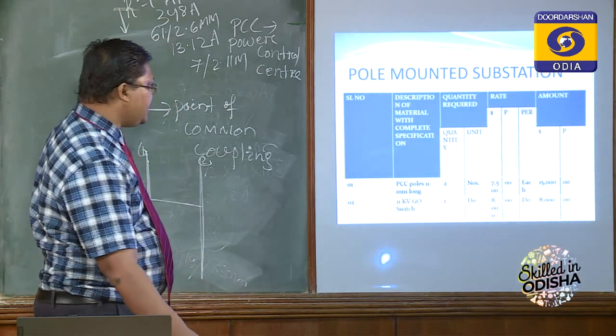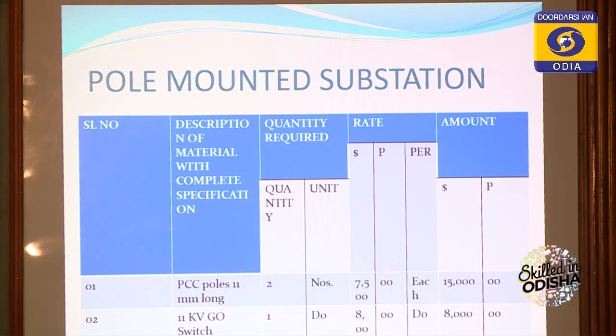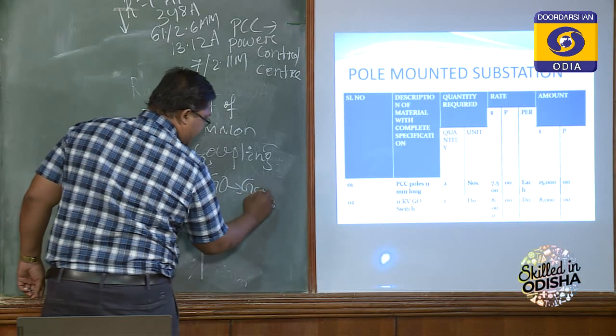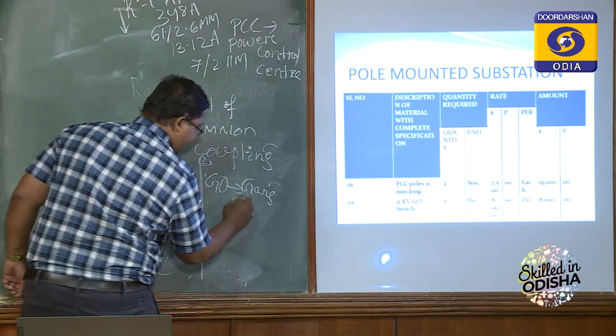Next, that is the 11 kV GO switch. What is GO? That is gang operated. GO switch means gang operated.